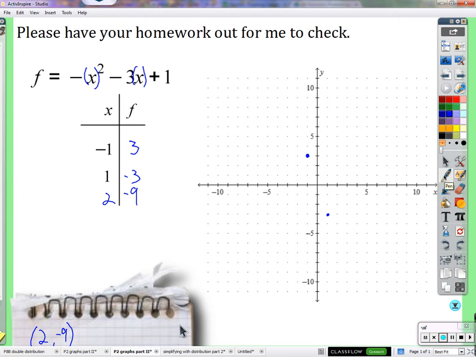We can represent that if we plug in 2, we get out negative 9. We can represent that information as a point on the graph: 2, negative 9. X is 2, the output is negative 9. The output in this case we're calling F, so we can call it the F axis.